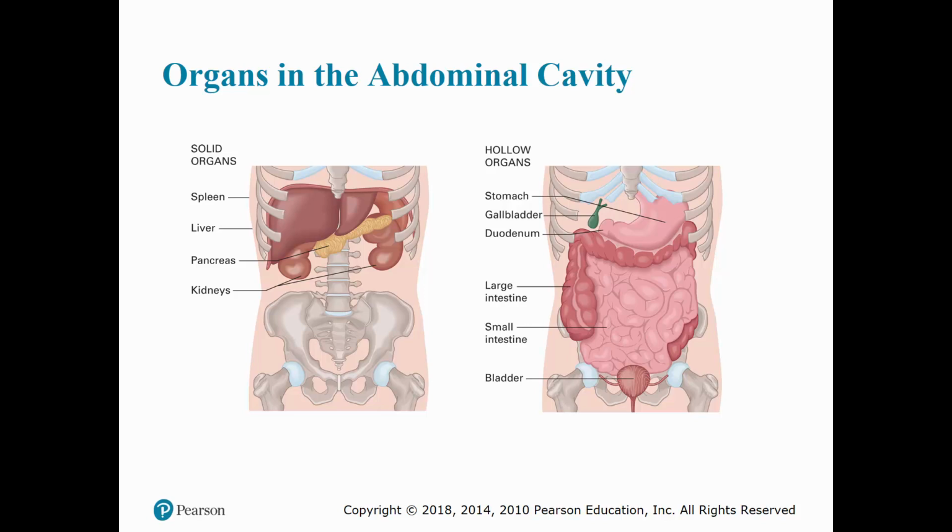So if we have the contents spill out, we can end up with irritation of the lining of the abdominal cavity. The functions of most of the organs contained in the abdomen involve the digestion of food, the absorption of nutrients into the body, and getting waste and excreting it from the body.